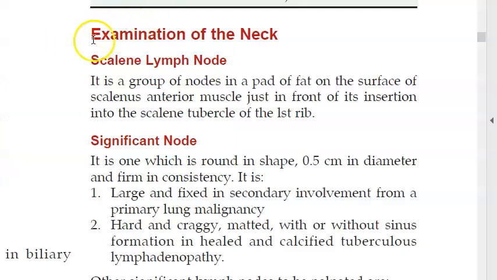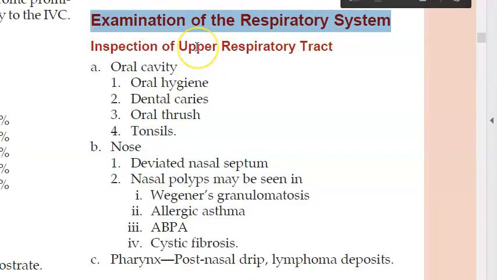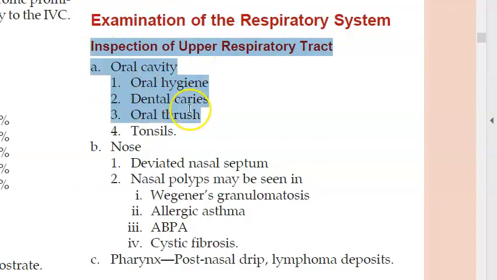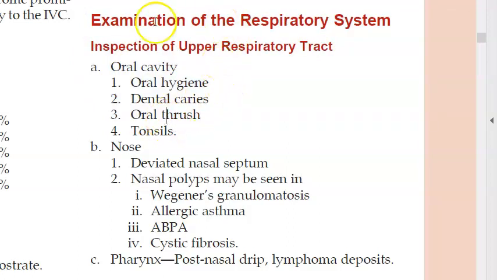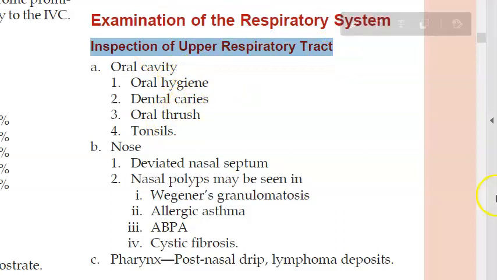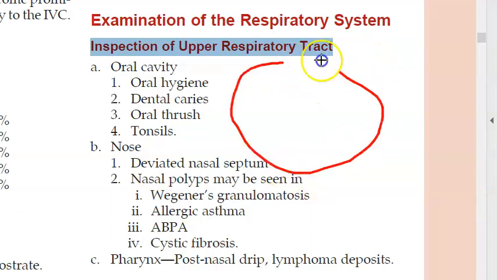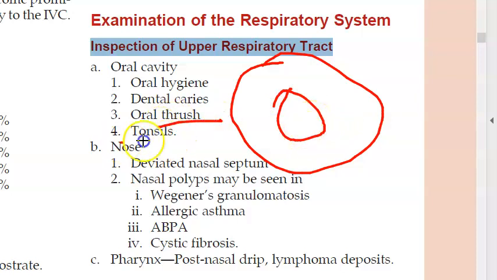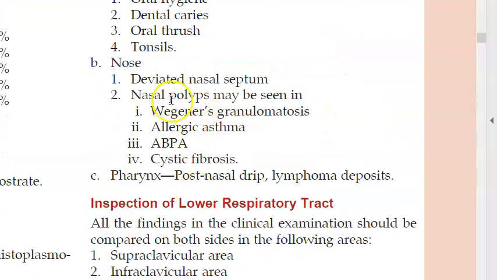Let's get started with the inspection, guys. As such, what do you see? You will check the neck. Then they are coming to the examination of the respiratory system. Here you will check the oral cavity. When they say examination of respiratory system, you have to start with the upper respiratory tract. Do not forget. So in this patient, you will have to check his mouth. First of all, upper respiratory tract: ask him to open and show the oral cavity, check the oral hygiene, the dental caries, the oral thrush, that is candidiasis, and the tonsils, if they are swollen.